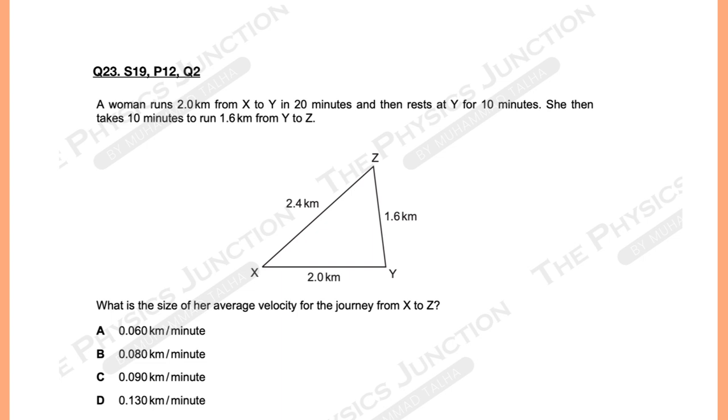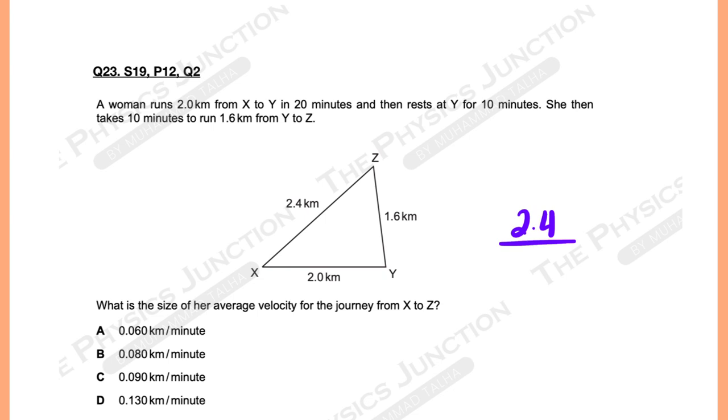Now this one, a woman runs 2 kilometers from X to Y in 20 minutes and then rests at Y for 10 minutes. She then takes 10 minutes to run 1.6 kilometers from Y to Z. What is the size of her average velocity? For average velocity, I'll be using the average displacement. So do I have a line here which connects X all the way to Z? I do. That is 2.4 kilometers. Sorry, not the average displacement, the total displacement here, divided by the total time.